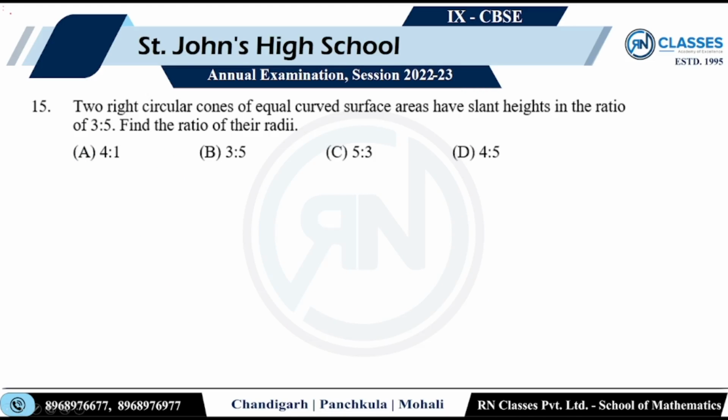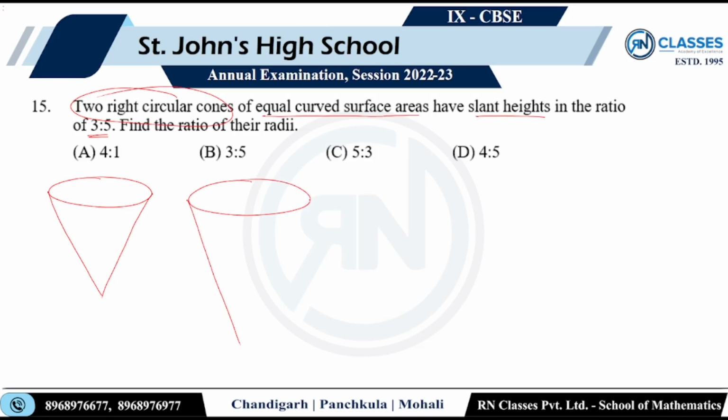Two right circular cones of equal curved surface areas have slant height in ratio 3:5. Find the ratio of their radii. अब उसने टू सर्कुलर कोन्स की बात करी है. एक कोन मेरे पास ये रहा और एक कोन मेरे पास ये रहा, राइट. उसने बोला रेशियो ऑफ देयर रेडियाई, ये रहा उसका रेडियाई 1, ये रहा उसका 2, ये स्लांट हाइट 1, ये रही स्लांट हाइट 2. द कर्व्ड सरफेस एरियाज आर इक्वल, मतलब कि कर्व्ड सरफेस एरिया ऑफ 1 इज इक्वल टू कर्व्ड सरफेस एरिया ऑफ 2, राइट.